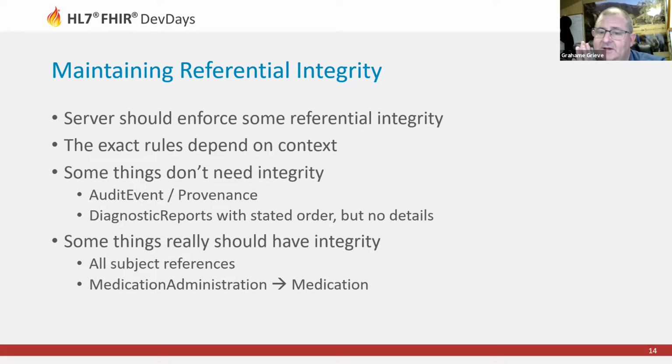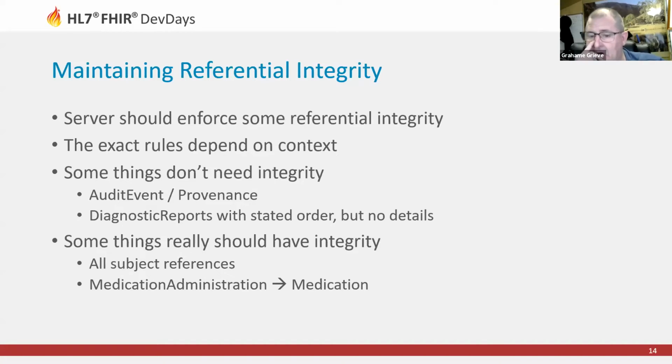When it comes to maintaining referential integrity, my view is that almost every server should enforce some referential integrity. A clear exception is the test servers online, test.file.org. I don't bother with referential integrity for them. But for any real clinical system, you're going to have some referential integrity; it's nuts to have none. But the exact rules depend on context.